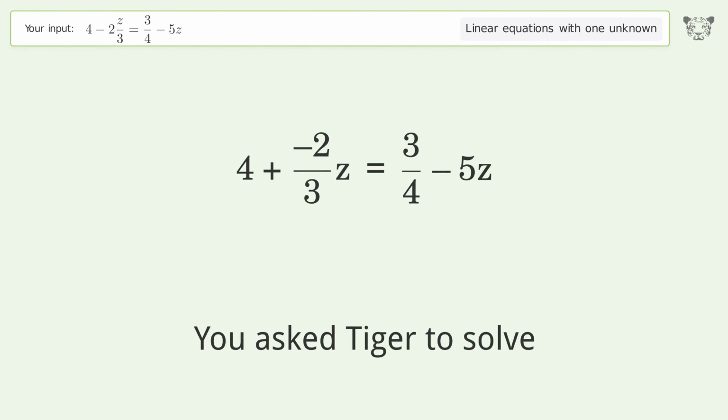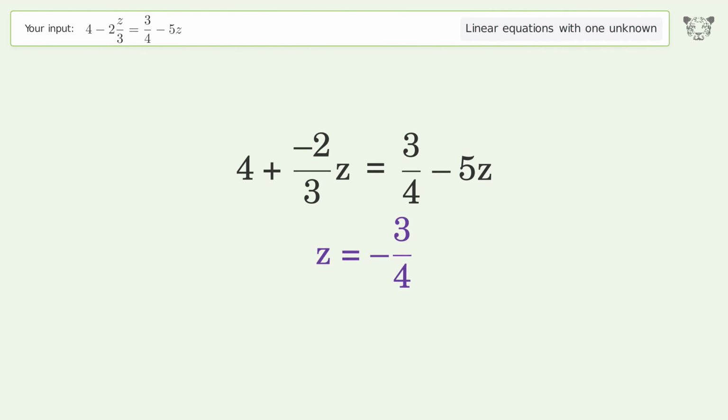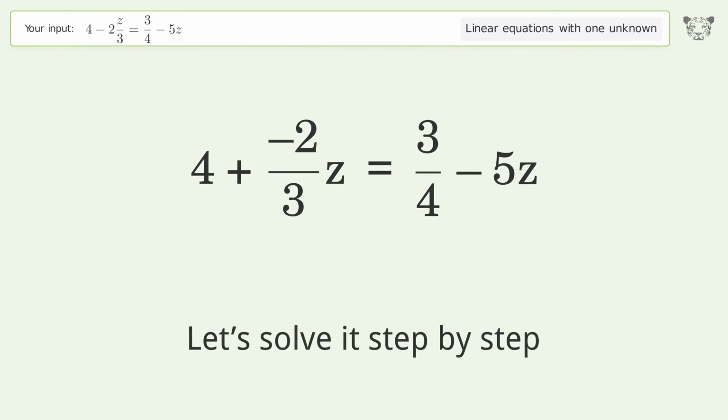You ask Tiger to solve this. It deals with linear equations with one unknown. The final result is z equals -3/4. Let's solve it step by step.